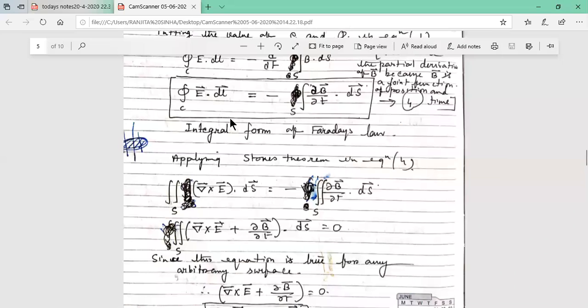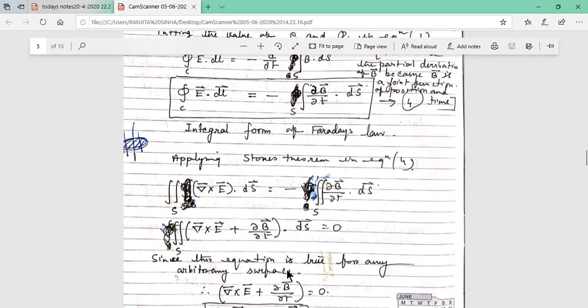This is Stokes law. The right hand side remains as it is, minus del B by del t dot ds. This portion is unchanged, but the left hand side, E dot dl, changes to curl of E dot ds, from line to surface. Now shift the right hand side to the left: the surface integration of curl of E plus del B by del t dot ds equals 0.